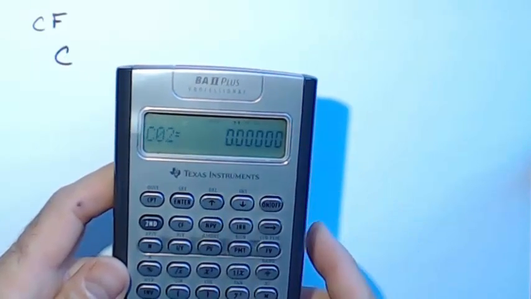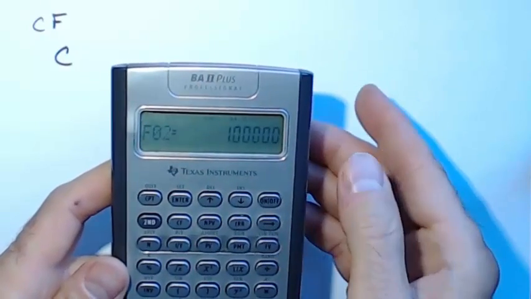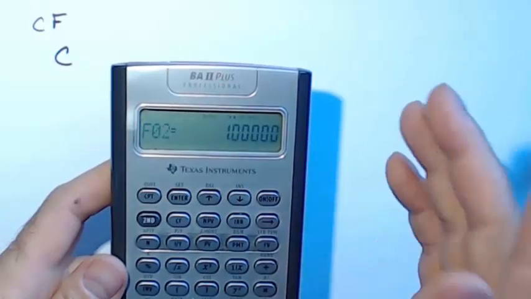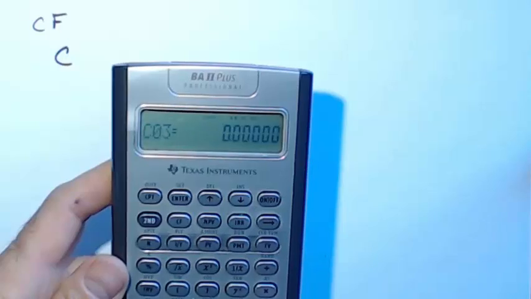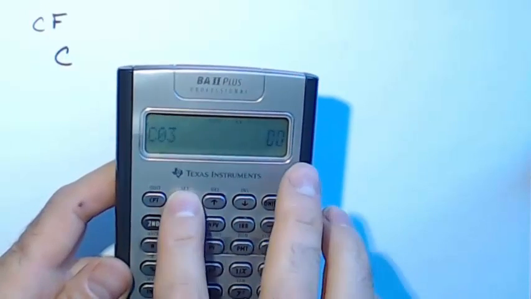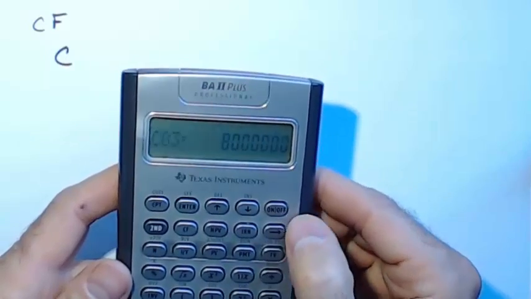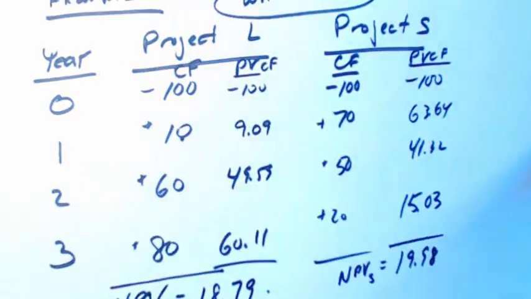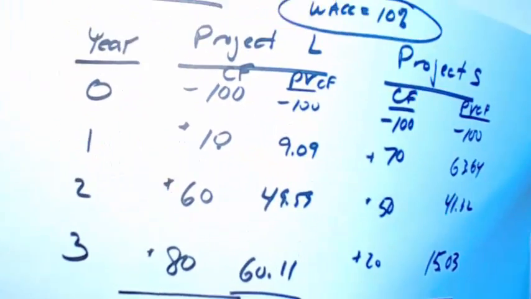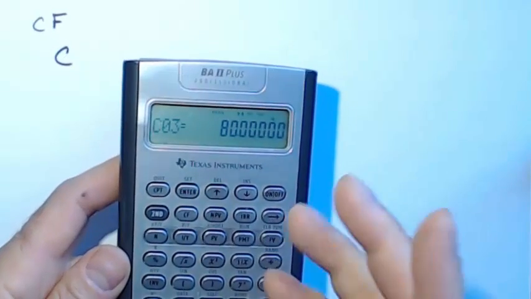Cash flow 2 is 60. So we hit 60, enter, down, and skip the frequency of period 2. It's just going to be 1. Skip it, go to cash flow 3, and we hit 80, enter. Now, we're basically done after cash flow 3, because this project only has 3 years' worth of cash flows, and all the cash flows after year 3 are 0.